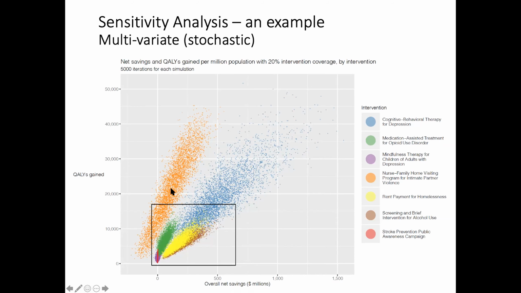And what we found was that our point estimate was right about here, but you can see that the QALYs gained varied from about 2 to about 40,000, and the net savings varied from about 400 million in this population of 1 million to a small net cost over here. And the other ones are all on the net savings side for the most part. This is a really good way to capture the overall variation.